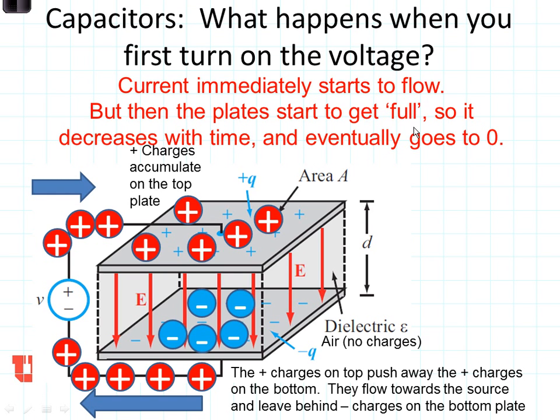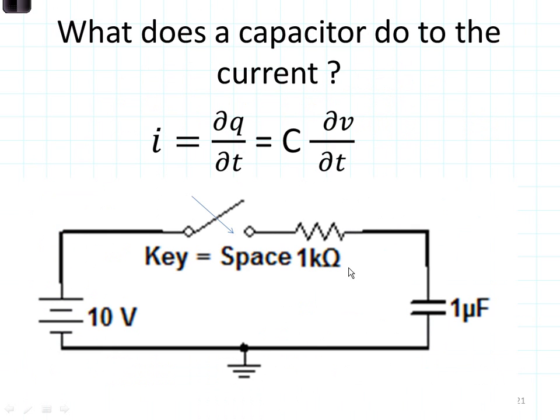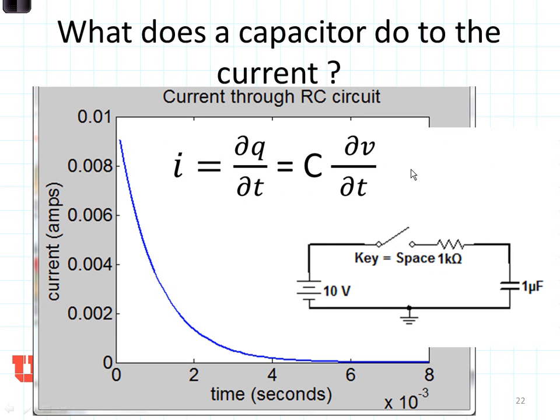So current starts immediately, but then when the plates are full, it goes to zero. So what does that look like to current? Here's a picture of an interesting circuit where we have a switch that's going to take this 10-volt battery and turn it on to start charging this capacitor. We know that the current is dq/dt, but that's also equal to the capacitance times the change in voltage with respect to time. So as I turn this on, let's see what's going to happen. When I first turn it on, it's going to go up to its peak current, and then it's going to gradually go down to zero as the plates get full.